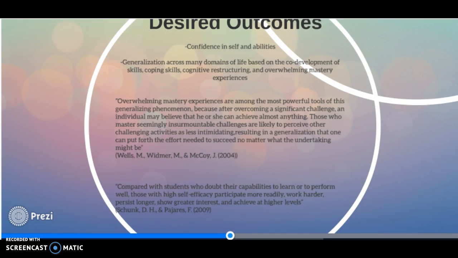So overwhelming mastery experiences are among the most powerful tools of this generalizing phenomenon, because after overcoming a significant challenge, an individual may believe that he or she can achieve almost anything. Those who master seemingly insurmountable challenges are likely to perceive other challenging activities as less intimidating, resulting in a generalization that one can put forth the effort needed to succeed no matter what undertaking might be. So this is basically saying that you learn these mastery skills and experiences that help you overcome significant challenges. And overcoming those challenges help you realize that you can overcome anything else that comes your way.